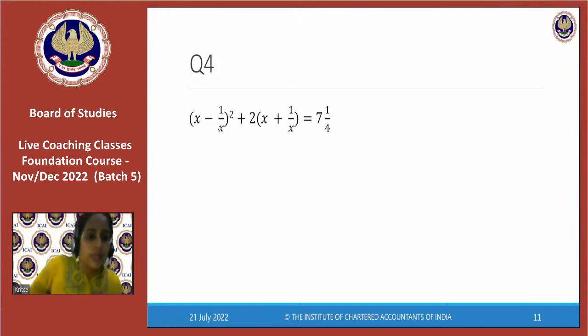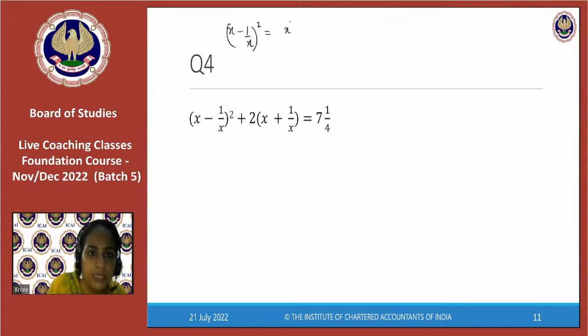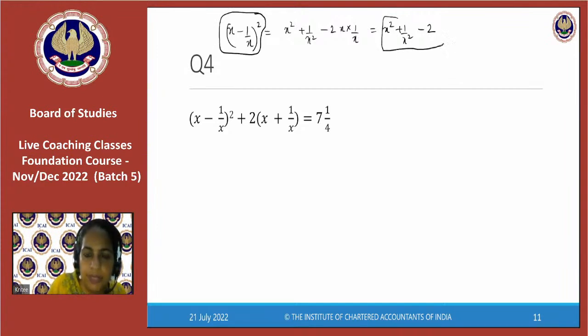So what we are going to do here, x minus 1 by x whole square can be written as x square plus 1 by x square minus 2 into x into 1 by x. That is x square plus 1 by x square minus 2. So this can be rewritten as x square plus 1 by x square minus 2. I hope this is not a problem.